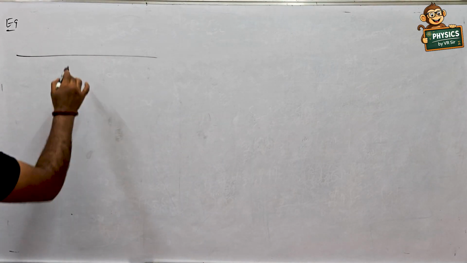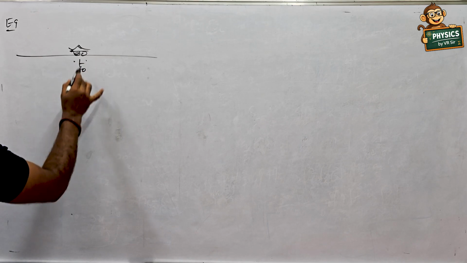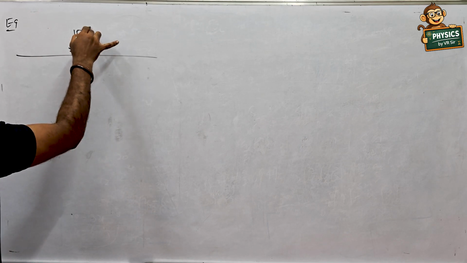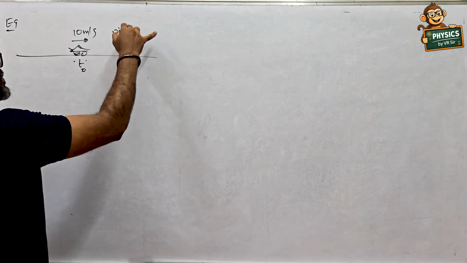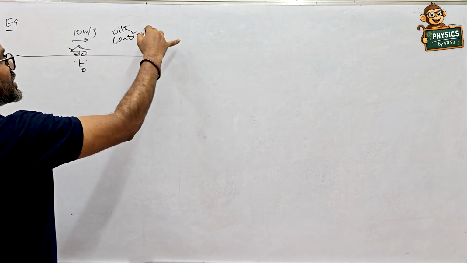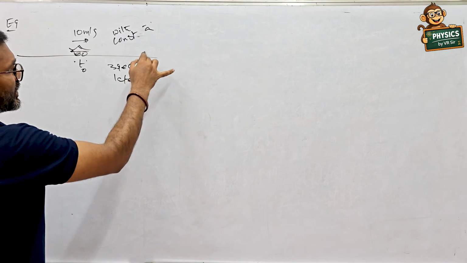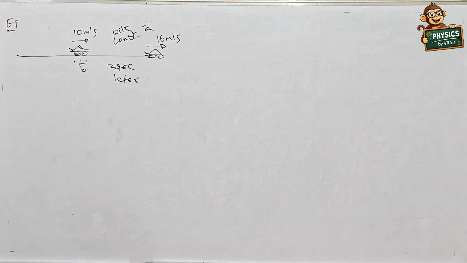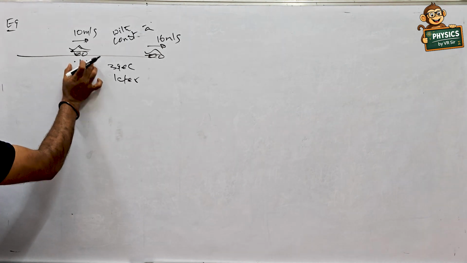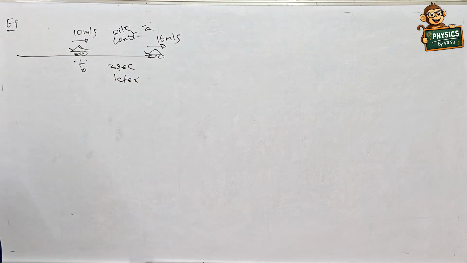Let's take the next example. A vehicle is moving with a constant acceleration. It is observed that at an instant t naught, the vehicle has a velocity of 10 meters per second. Of course, the condition is a constant acceleration. Three seconds later, the velocity of the vehicle is observed as 16 meters per second. At t naught, velocity is 10 meters per second. After 3 seconds, its velocity is 16 meters per second.